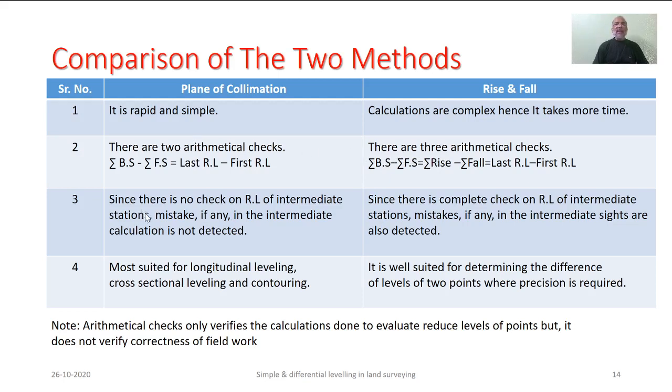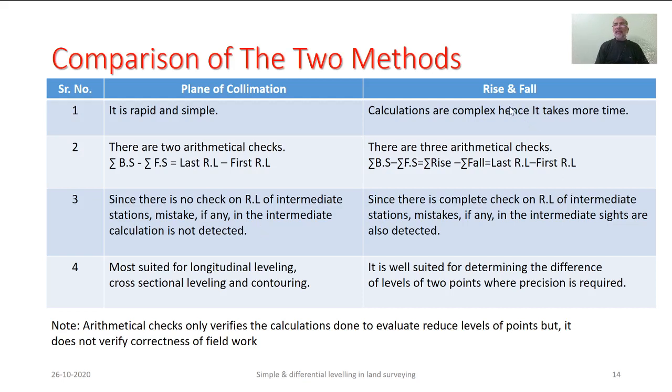Worth understanding is the third point. See here what is happening. We are checking simply the last RL and first RL difference. Hence, there is no check on the RL of intermediate stations. So, if we make any mistake in the computation of intermediate values, all the calculations will go on as they are and the mistake that has been committed will not be detected anywhere.